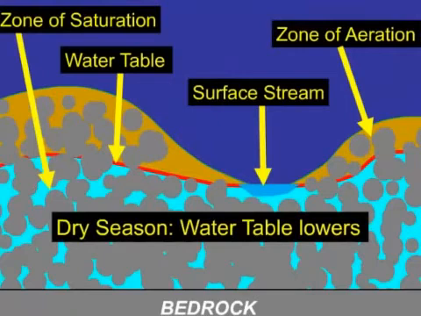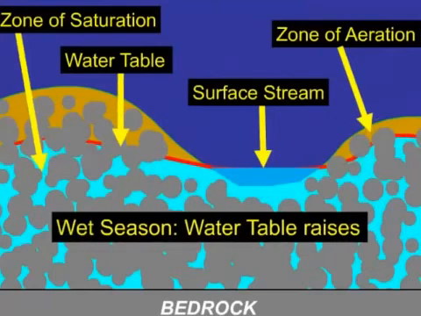One thing that does occur during a dry season or even a drought period is the fact that the water table is going to lower. And of course, during a wet season, that water table would then rise.